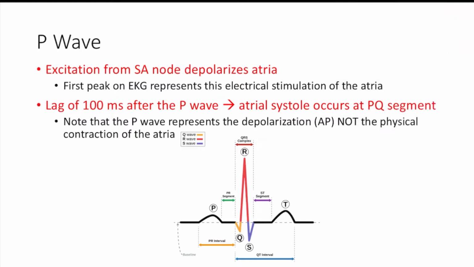So the P wave is the first landmark on an EKG. It represents the electrical excitation from the SA node that depolarized the atria. There is a lag of about 100 milliseconds after the P wave that leads to atrial systole, and this occurs at the PQ segment highlighted below.